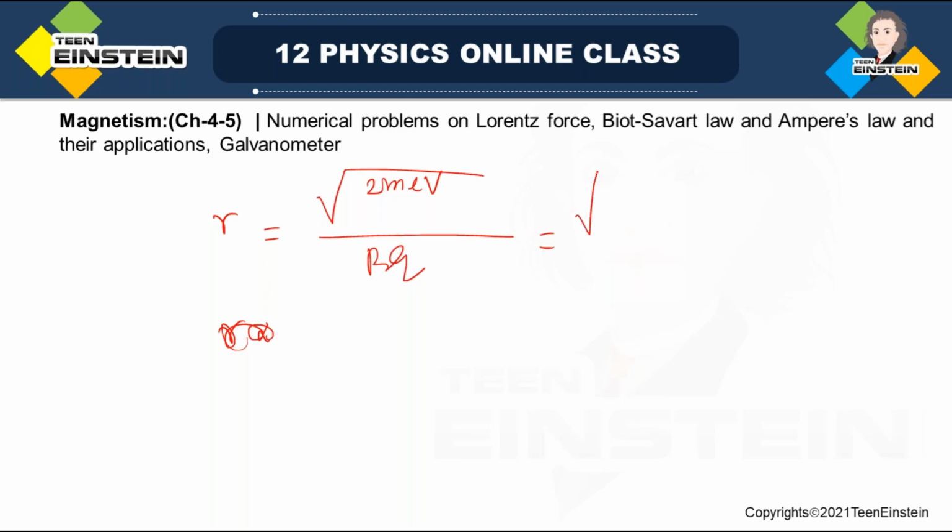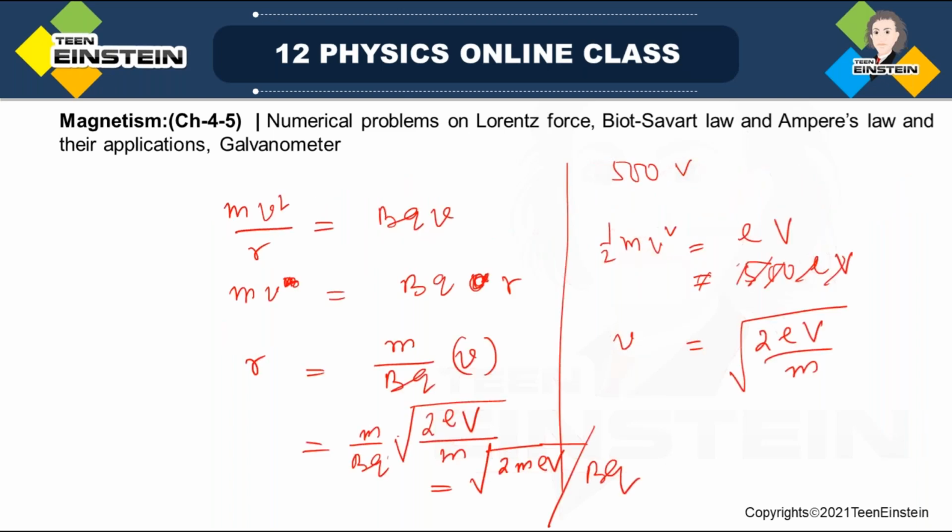See, 2 is a factor, m is 9.1 into 10 to the power minus 31 kg. Electron volt I have to make into joule, so 500 into 1.6 into 10 to the power minus 19, and divided by B, which was given as 0.01 Tesla, I guess. Oh, 100 millitesla, yes. So 0.1 Tesla.